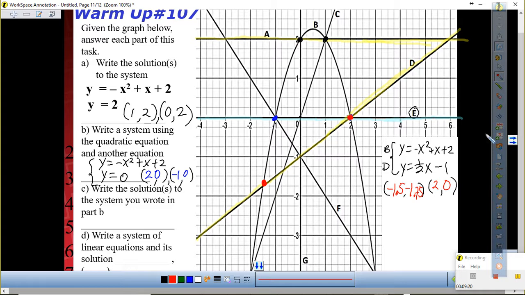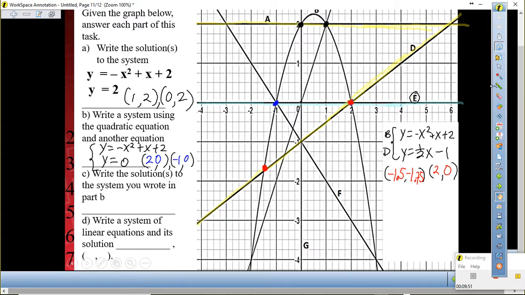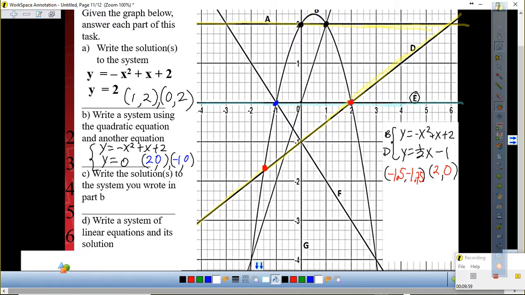Okay, and once again, this is like problem number 34 on the study guide. That's why I'm going over this one. We went over it again yesterday. Let's go to part D. Part D says write a system of linear equations. Linear equations. That means we cannot use a quadratic anymore.